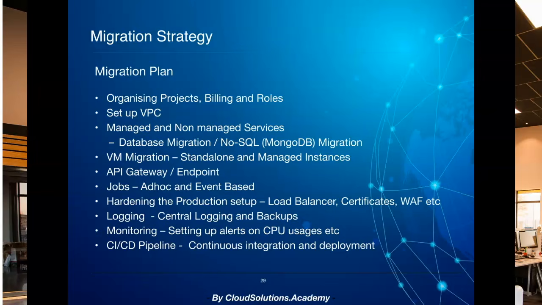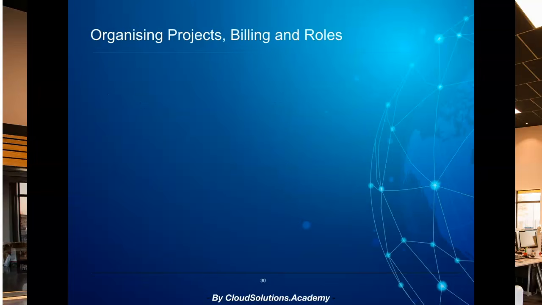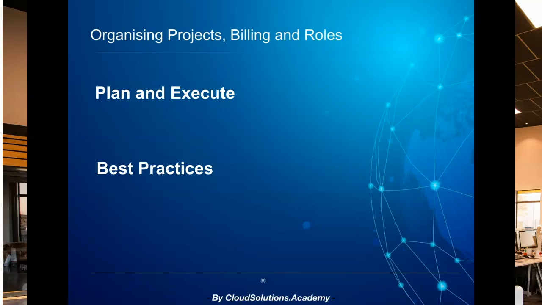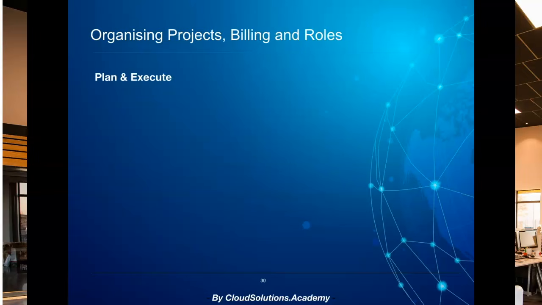Now let's start with the first step, organizing projects, billings and roles. I've divided each of the activities into two parts, plan and execute, and some of the best practices that need to be followed for that given activity. So the first step in the AWS migration is to define an AWS organization to centrally govern your environment.